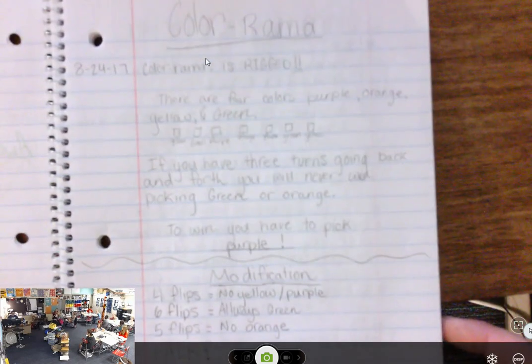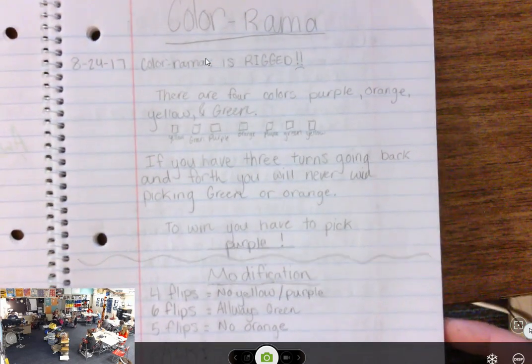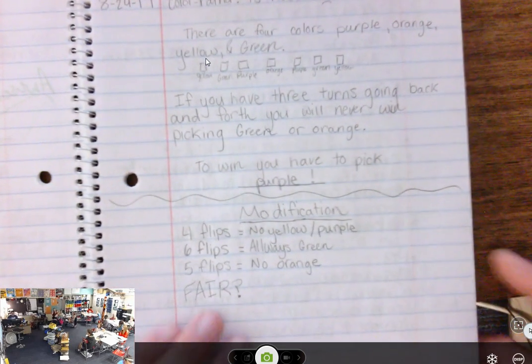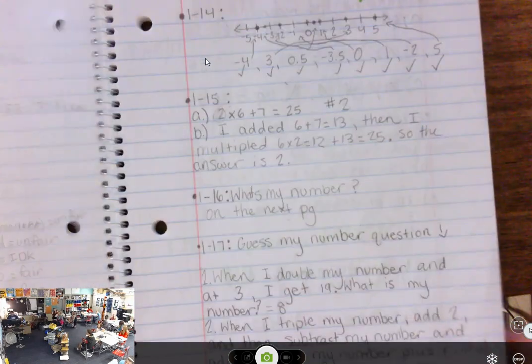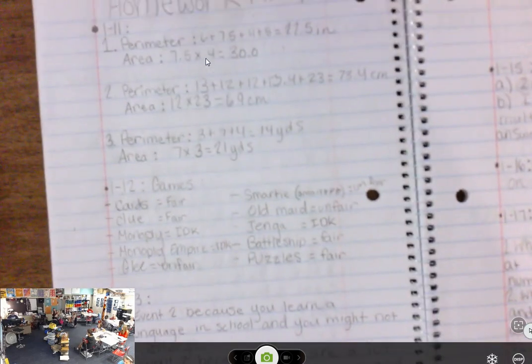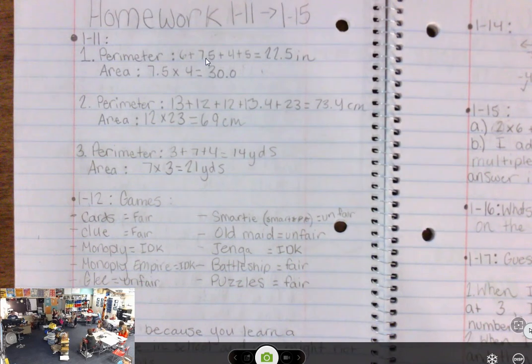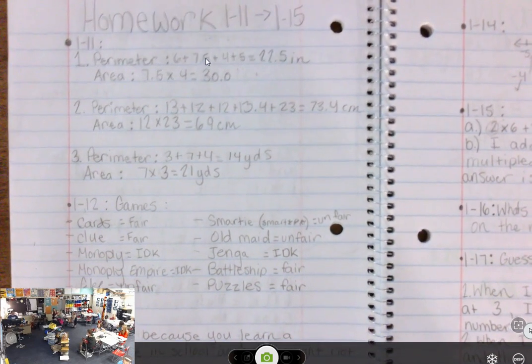Our Colorama game, notes on that. She drew out her own little Colorama. Then we modified. We talked about what does it mean to be fair, so she just put fair, question mark. Okay, this is what we're looking for. If you want an easy mastery or exemplary, this is what you want your journal looking like.